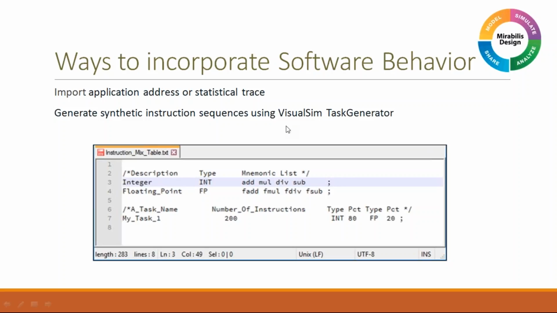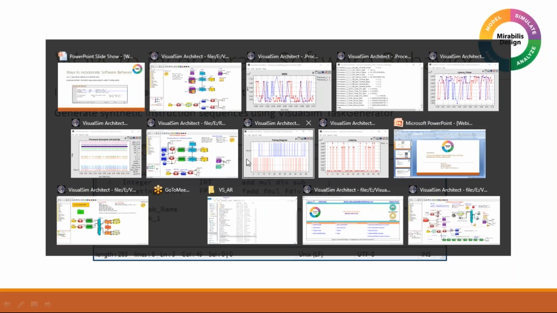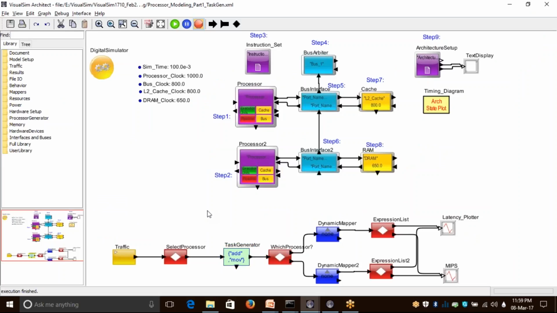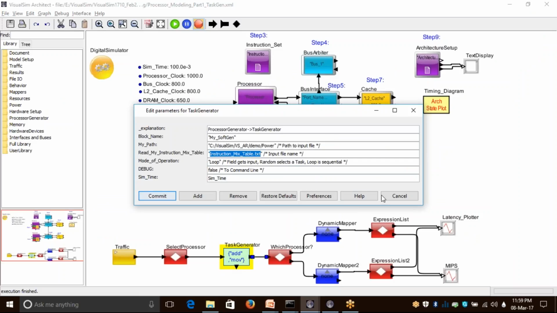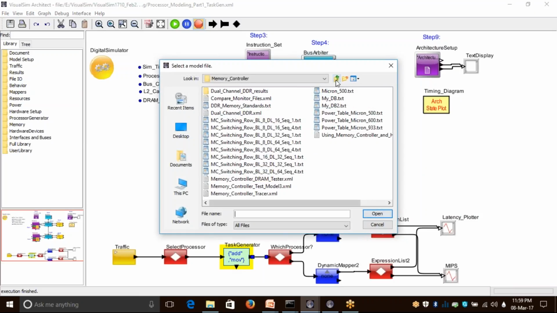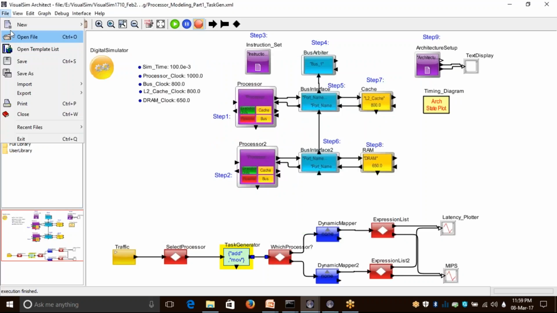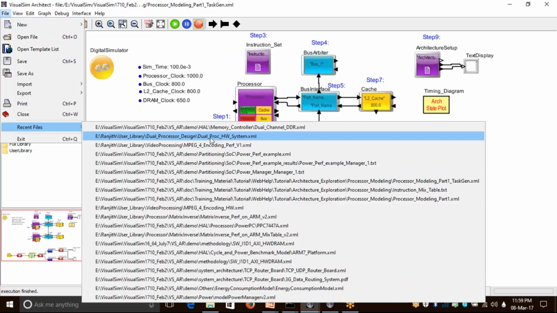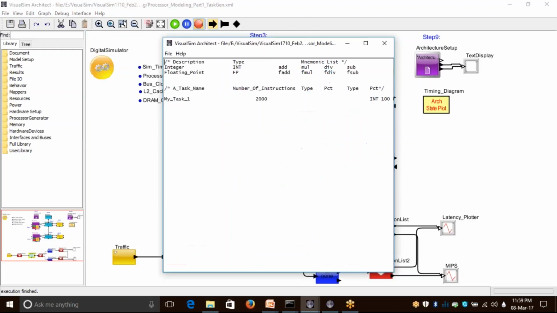I'm going to show you an example over here. In the previous example, I showed you a block called task generator. This block reads a file called instruction mix table. I'm going to open up that particular file to show you how it looks, and how variations to that file would impact the performance of the system.